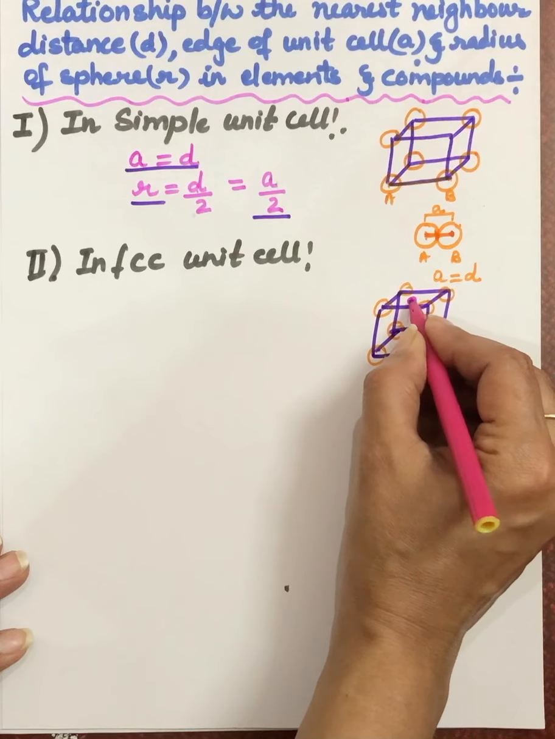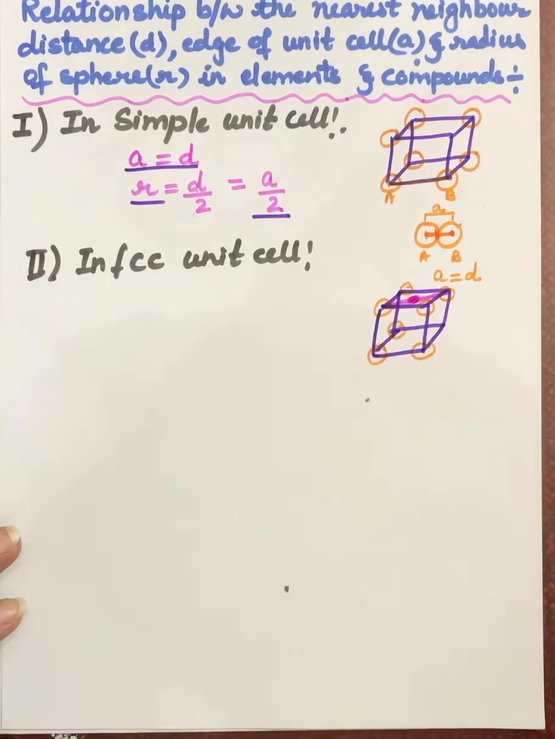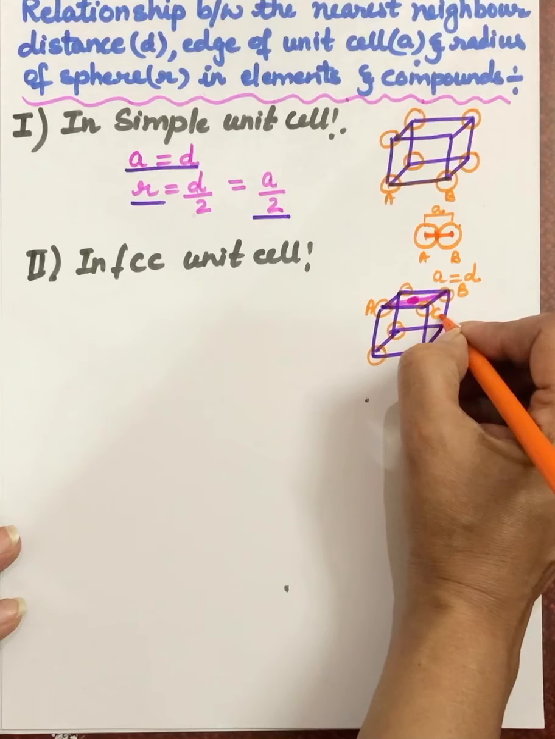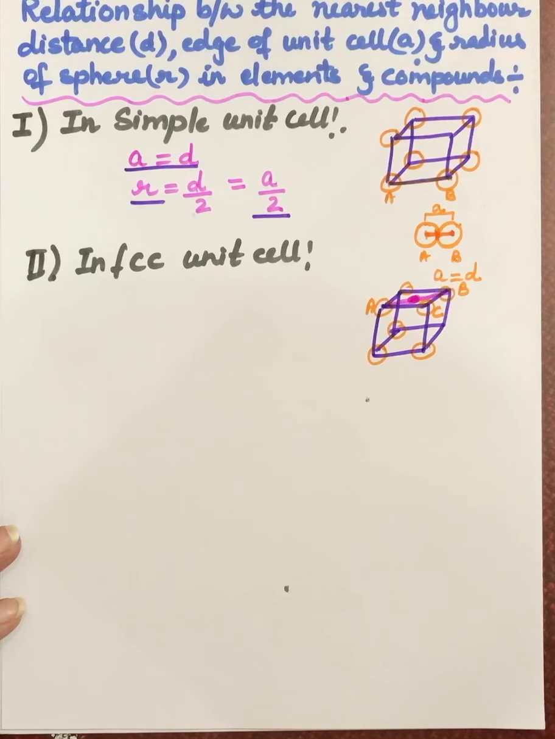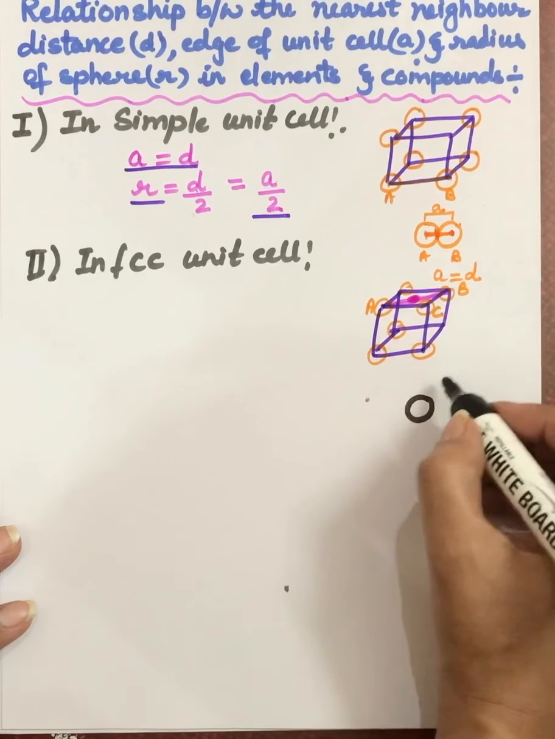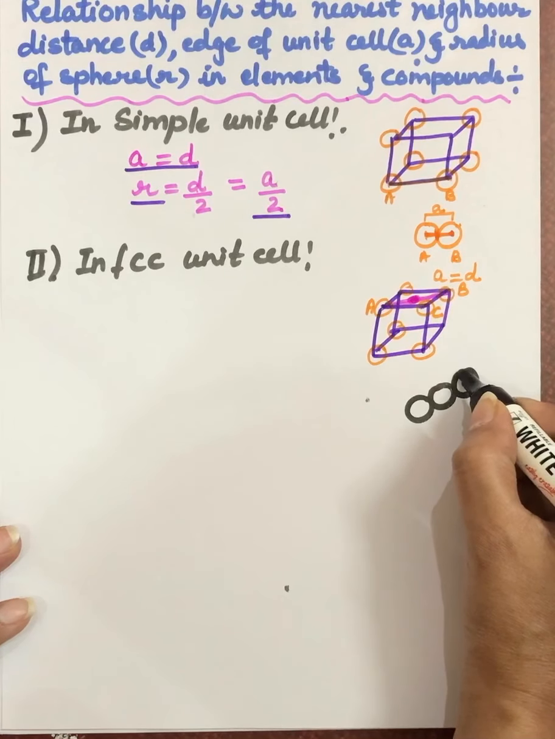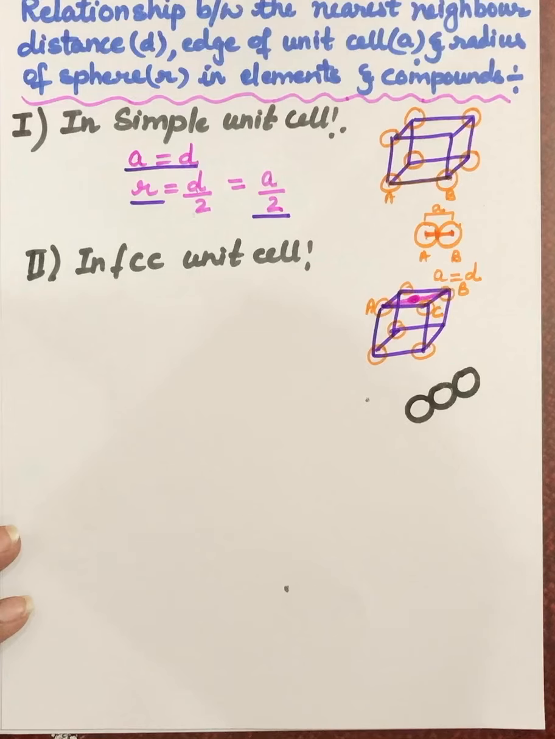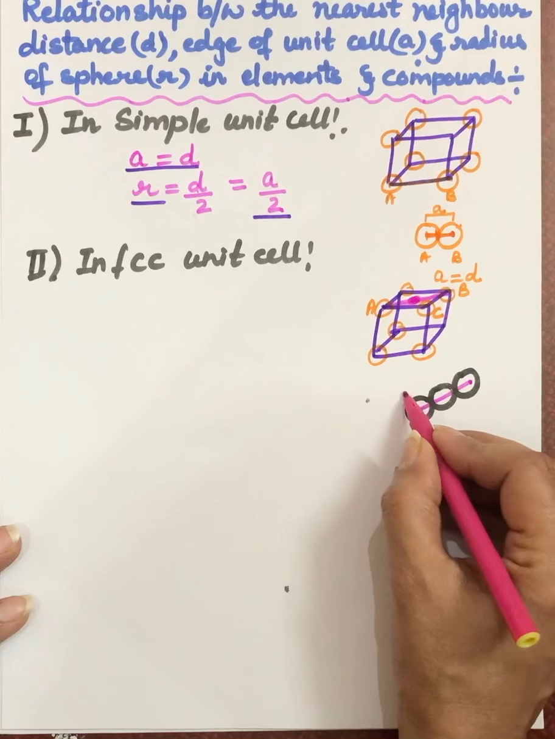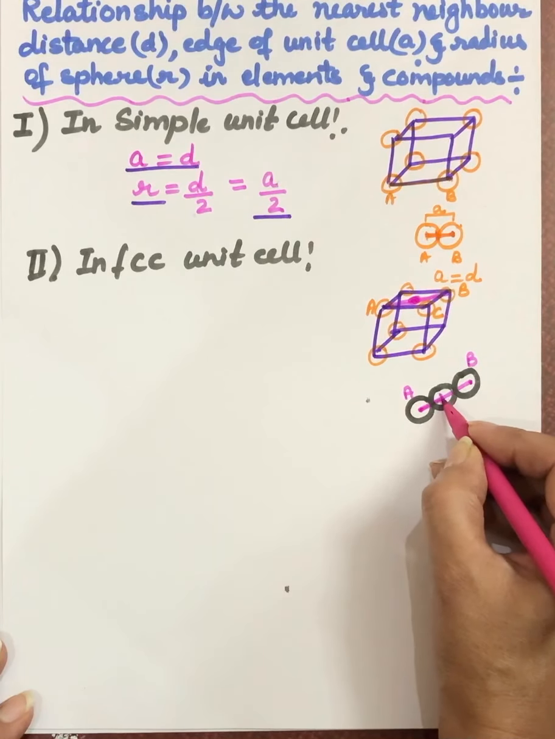If, let's say, one face center particle I am taking, this is a face diagonal. This point we take as A, this as B, and this point is C. And the particles here on AB, the 3 particles, are corner particle, this face center particle, and this corner particle. Actually, these 3 particles are touching each other like this. And this is a face diagonal. This point is A point, this point is B point. This is our nearest neighbor distance.